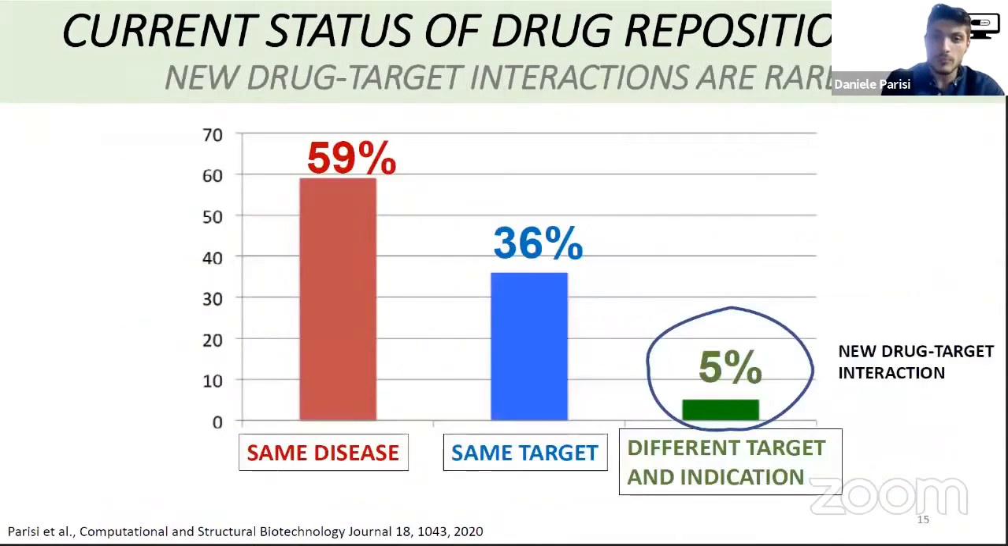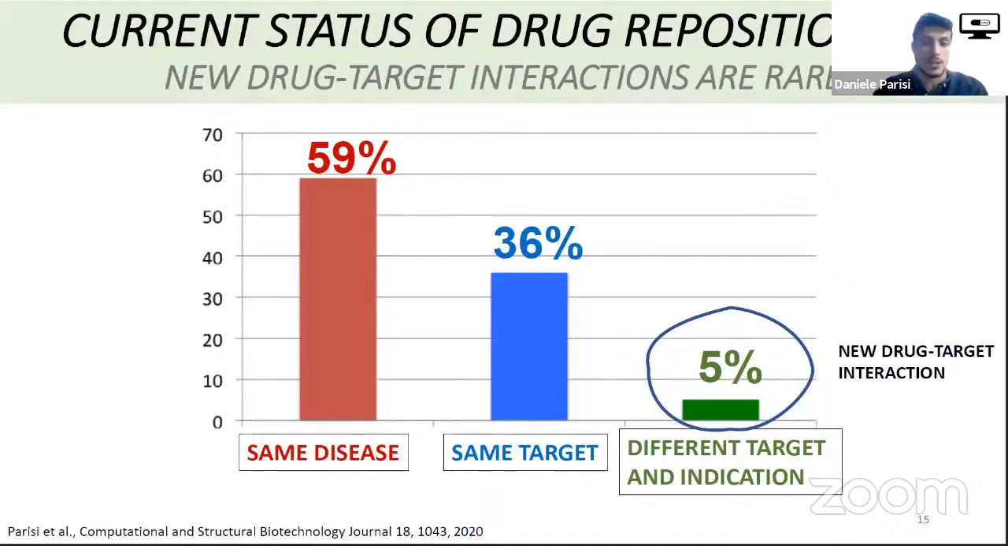maximizing the chance of profits. And I put together the numbers in this graph to show the disparity between all the different approaches that so far have been used for drug repurposing. Almost 60% of drugs have been repurposed inside the same disease class. 36% have been repurposed to a different disease, but to the same target, and only 5% have a different target and a different indication.